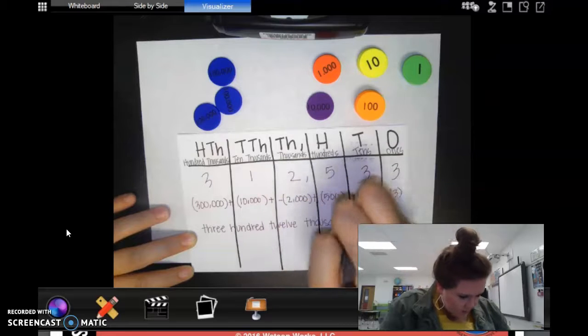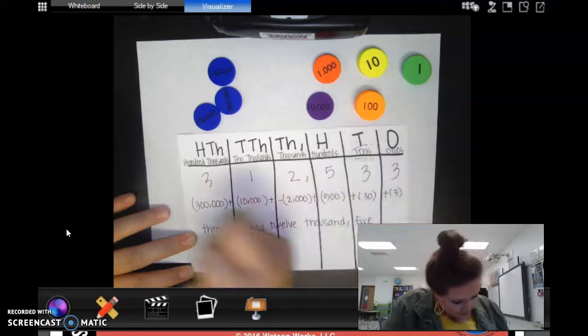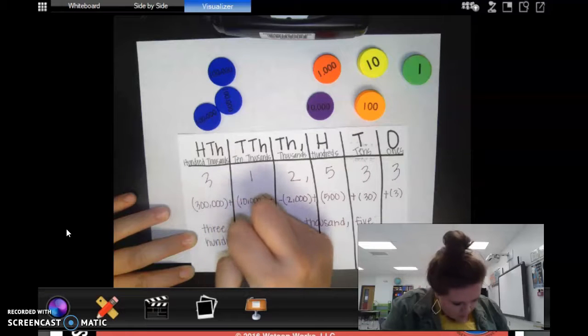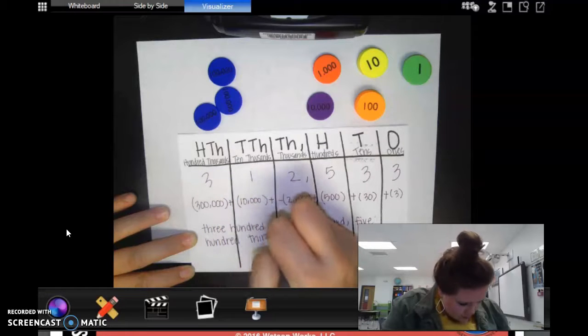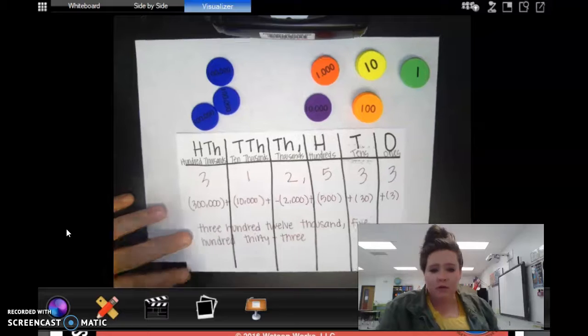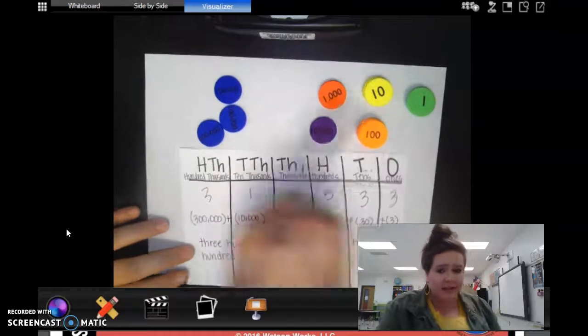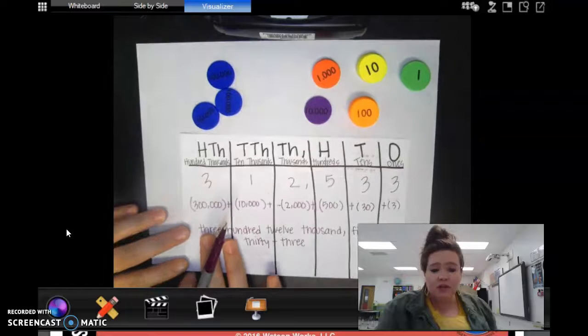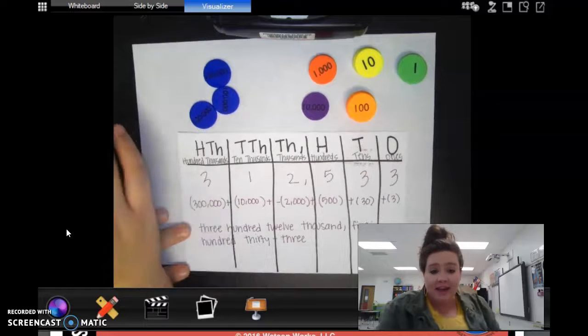And if I'm going to write that out, 312,000, comma, 533. So there you go. You have all 3 of your different ways, and then you also have it represented with manipulatives. So you're going to do something like this on the next slide.